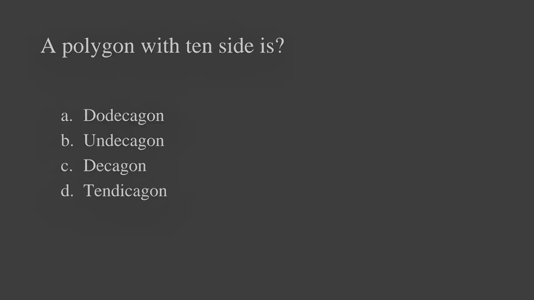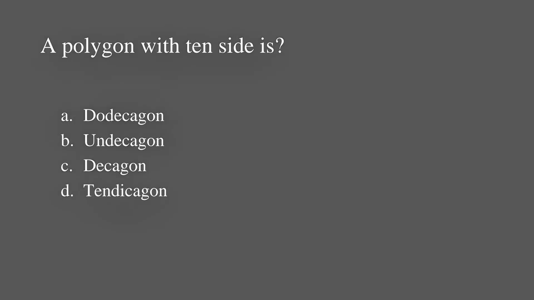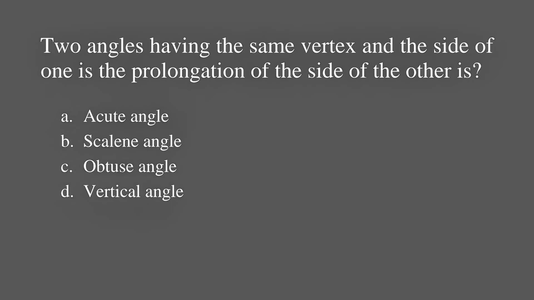Root. A polygon with 10 sides is A. Dodecagon. B. Undecagon. C. Decagon. D. Tendecagon. The answer is letter C. Decagon. Two angles having the same vertex and the side of one is the prolongation of the side of the other is A. Acute angle. B. Scalene angle. C. Obtuse angle. D. Vertical angle. The answer is letter D.